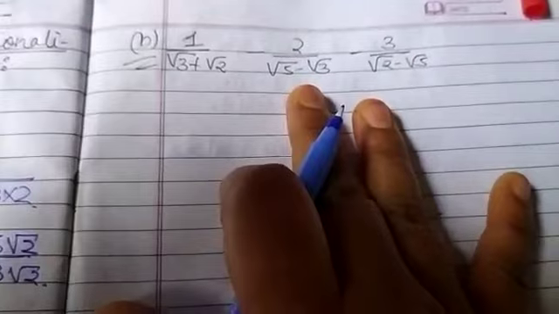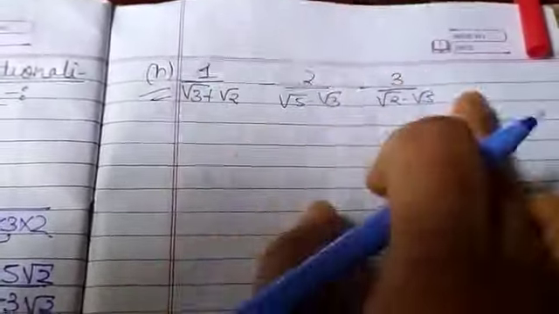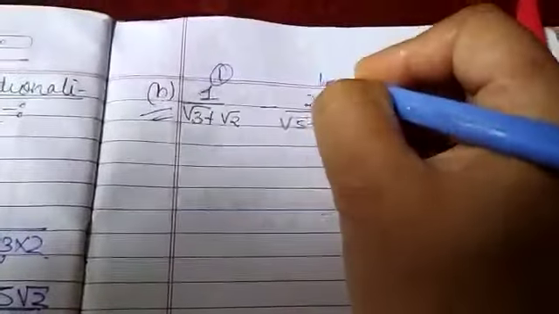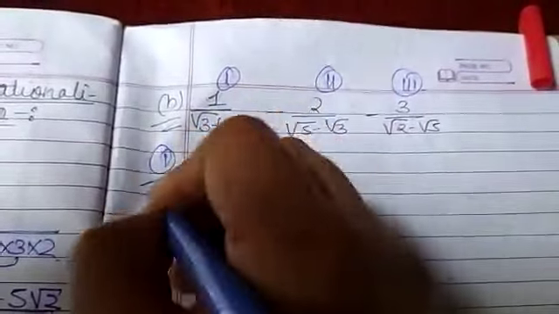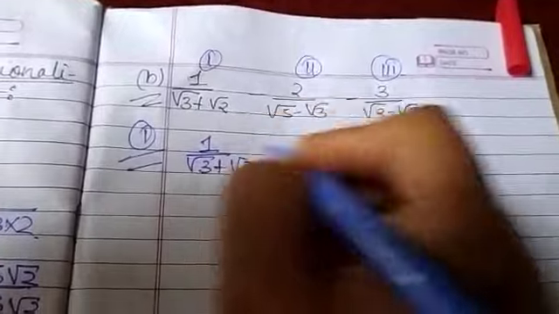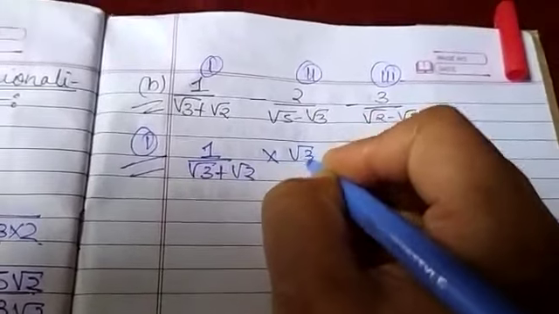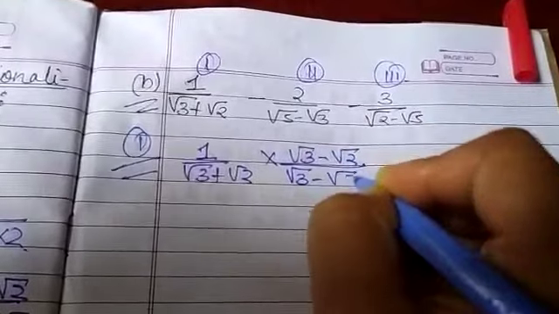This is our second question. Now what to do in this question, as 3 terms are being given here and we have to solve these 3 separately. Let us consider this as first, second, and this is third. So let us start with the first, 1 upon under root 3 plus under root 2. Do it in the same manner as I have taught you. Rationalize the denominator by multiplying by its rationalizing factor.